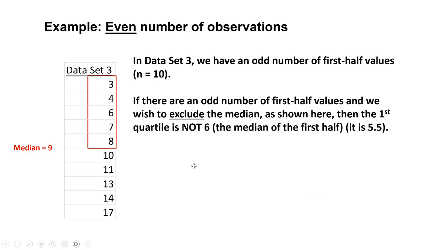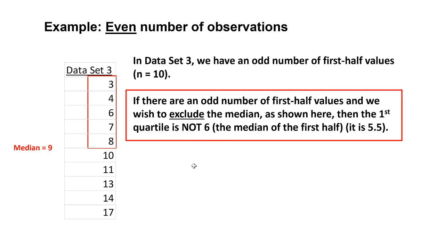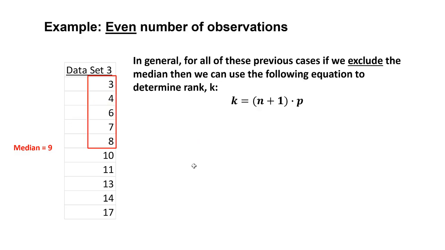So now let's move on to data set 3. We have an even number of observations, n equals 10, but we have an odd number of first half and second half values, where we have 5 in each half. So if we want to exclude the median, as shown here, then the first quartile is actually not 6. It's not the median of those odd numbered values. It's not 6, it's actually 5.5. And let me show you how to do this.